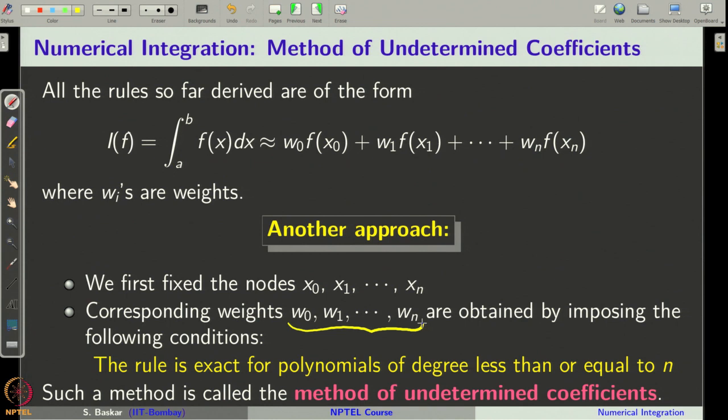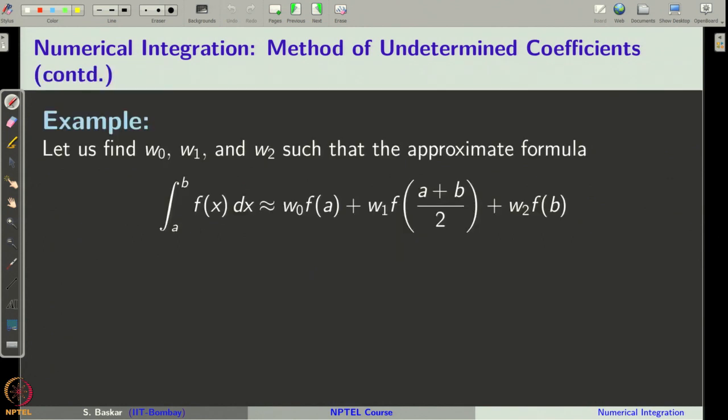This is the alternate way to get weights, and this approach is what we call as the method of undetermined coefficient. This method is well understood through certain examples. So, let us try to understand this method through this simple example. We want to find the quadrature rule for evaluating an approximate value of this integral a to b f of x dx. For that, we want to propose the quadrature rule in this form.